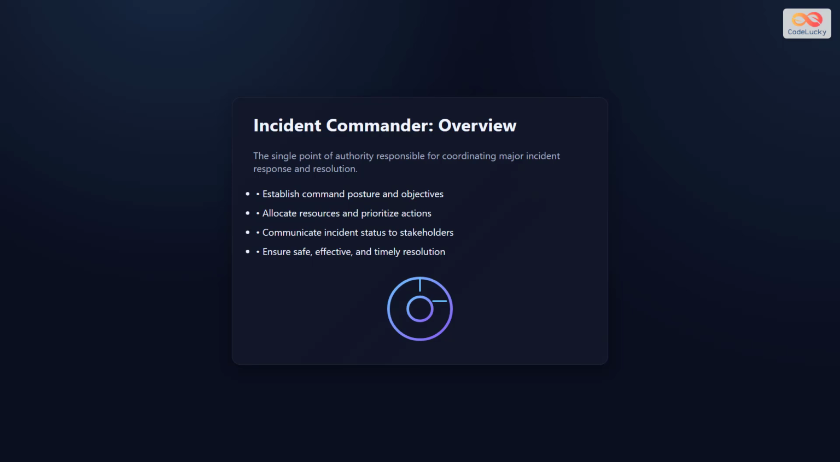Welcome to Incident Commander. This course covers the essential role of an incident commander during critical system outages and emergencies. An incident commander is the single point of authority responsible for coordinating the response, making key decisions, and ensuring effective communication among all teams involved. Understanding this role is crucial for anyone working in operations, DevOps, or site reliability engineering.